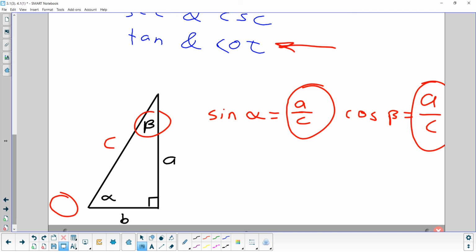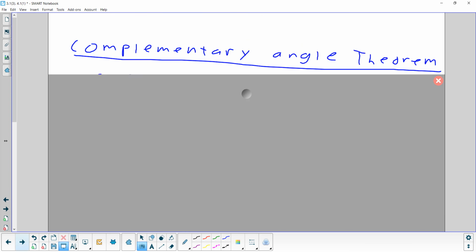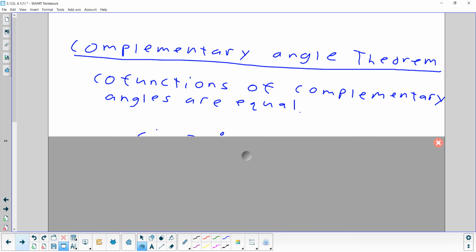And we did two things. Sine and cosine are cofunctions. Alpha and beta are complementary. That will always happen. If these two are cofunctions and these two are complementary, the answer always comes out exactly the same. And that's called the complementary angle theorem. Cofunctions of angles that are complementary come out the same. They come out equal.